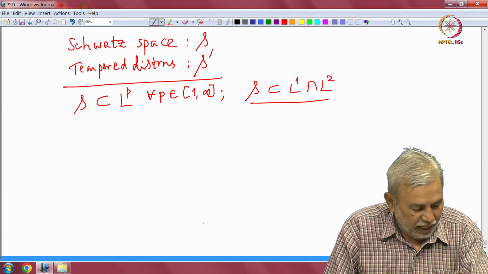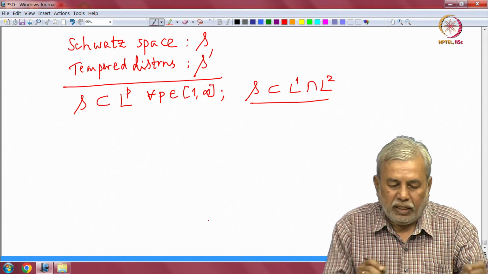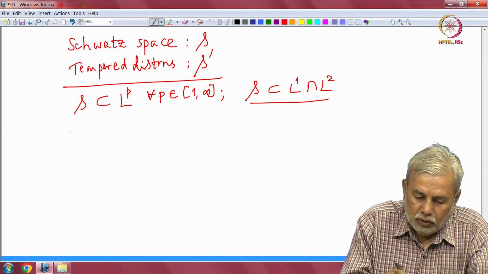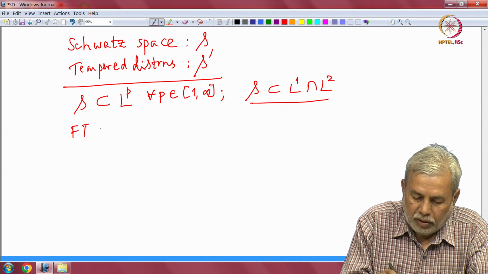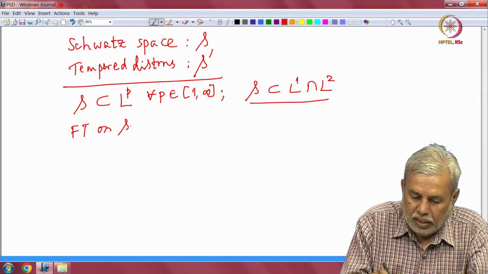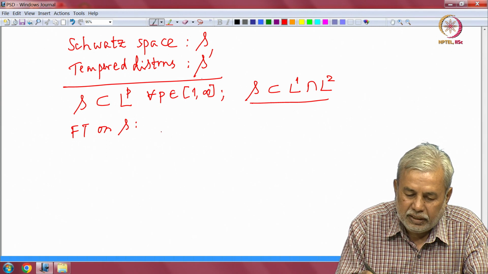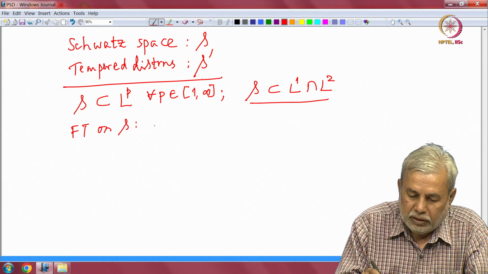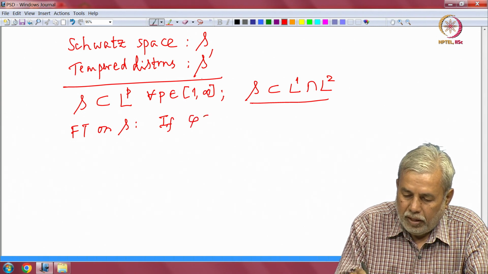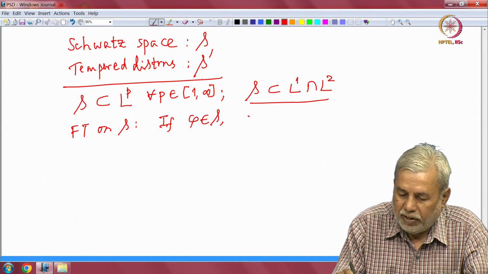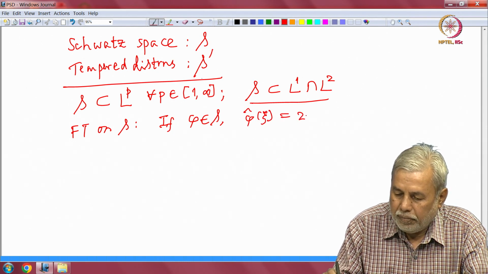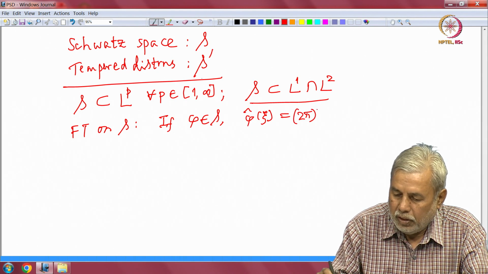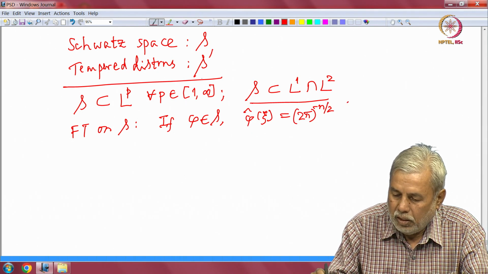Therefore, we can define the Fourier transform on S. The usual definition applies because it is in L1. So if phi belongs to S, phi cap is given by the usual definition, the integral of phi(x) against the exponential.